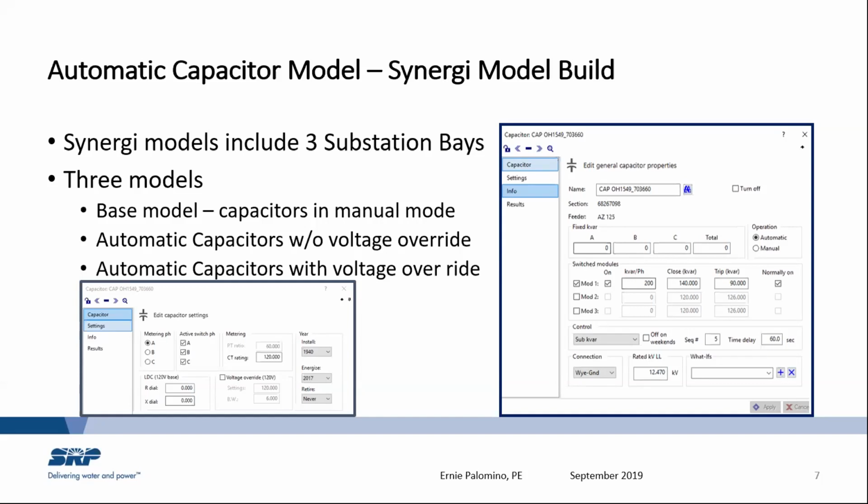Also here, for the one without voltage override, that's not checked. For the ones with voltage override, that was checked.